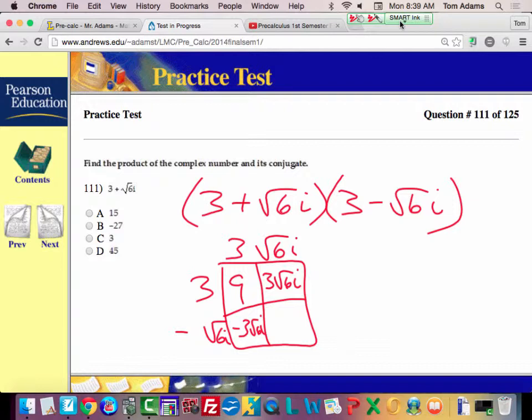Is there any confusion about multiplying by a radical? You can almost think of this and this when it comes to rules like x. It'd be like 3 plus x times 3 minus x. Okay? So you just treat it like a variable, although it isn't. And then when you multiply it together, I end up with negative square root 6i, all that squared.